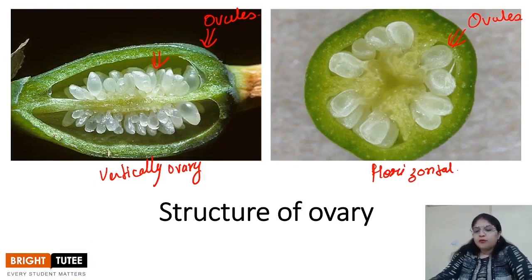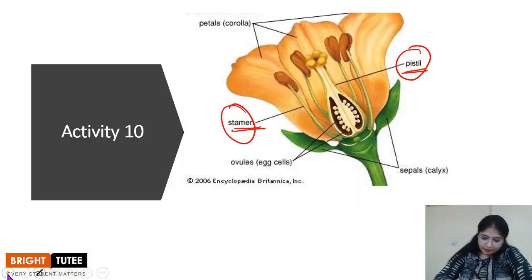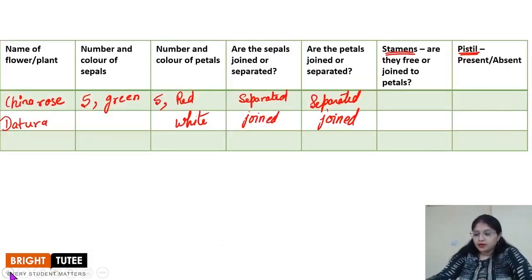Once you have observed this, you are going to draw this observation in your notebook, and with the help of this activity, you will be able to remember all the parts of the plant. Now moving on, if you remember, we were filling up a table. Now you will see whether the stamens are free or joined to the petals. So you can name it however you want.